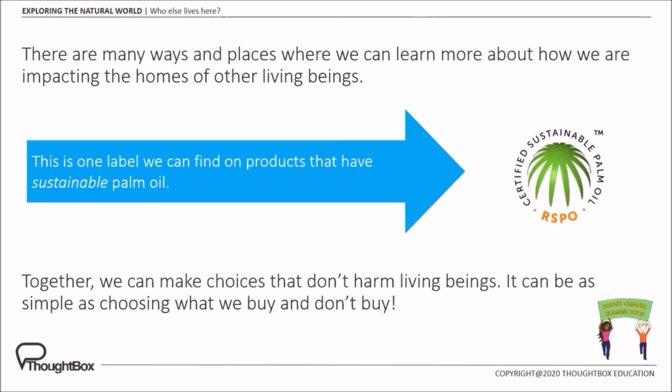There are many ways and places where we can learn more about how we are impacting the homes of other living beings. For example, I found out about this label we can find on products that have sustainable palm oil. Together, we can make choices that don't harm living beings. It can be as simple as choosing what we buy and don't buy.